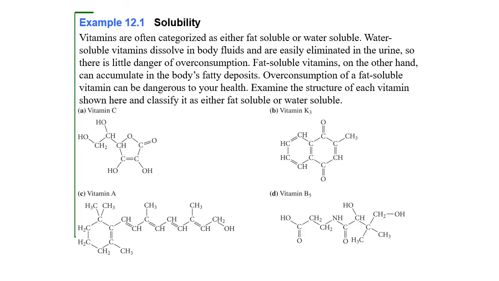We can categorize vitamins as either fat soluble or water soluble. And this is important because fat-soluble vitamins can build up in the human body in the fatty deposits and can become dangerous to your health or toxic if you have too much of them. Water-soluble vitamins, on the other hand, can be eliminated through urine, and so there is not much danger of them becoming toxic.